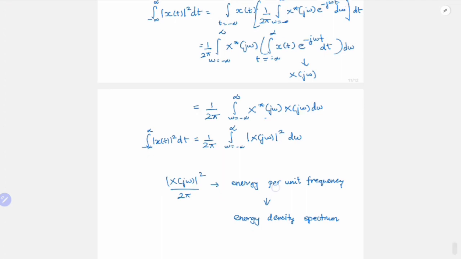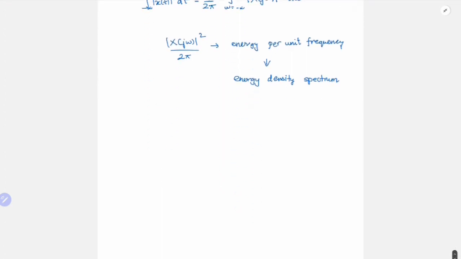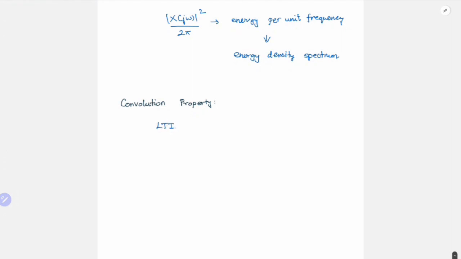So next let us move on to the special and most important properties, convolution and multiplication. So let us see about the convolution property first. So for an LTI system, we saw that if x of t is an input, then output y of t is given by convolution of x of t with h of t, where h of t is the impulse response. Impulse response of the system, right?